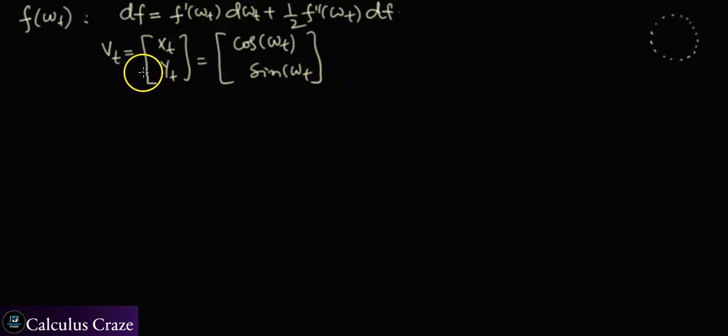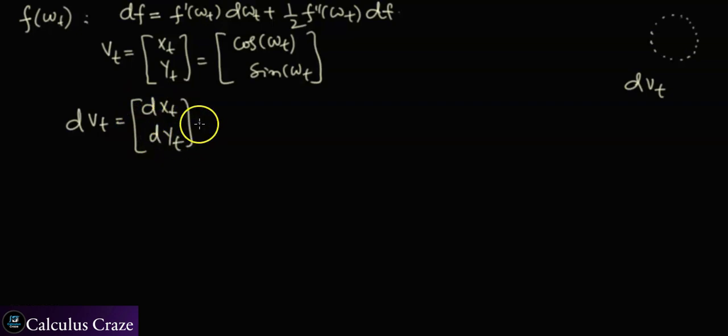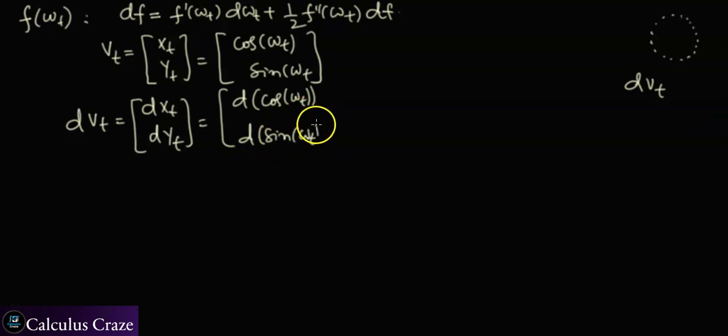So my target is to find the stochastic differential equation for this v sub t. So v sub t is the column vector with components x and y, which represents the position at time t of an object that is moving inside the circle with an angle that is governed by Brownian motion. So my target is to find what dv sub t is. Of course it is equal to dx sub t and dy sub t, and this should be equal to d cos of w sub t and d sine of w sub t.